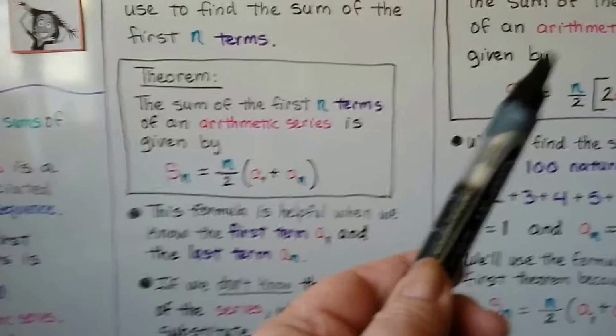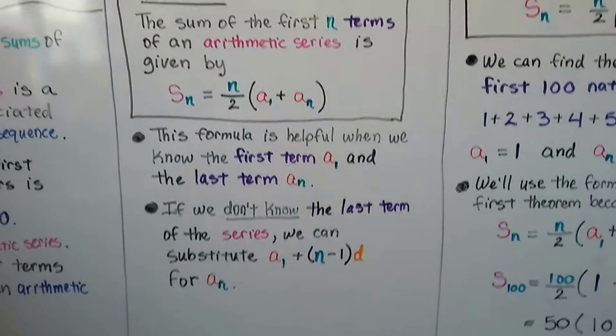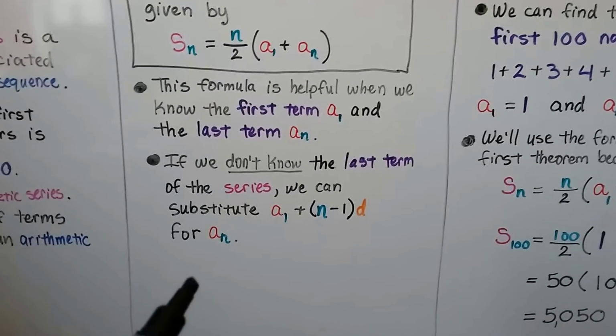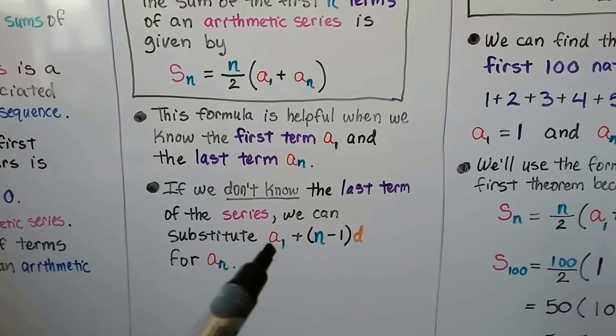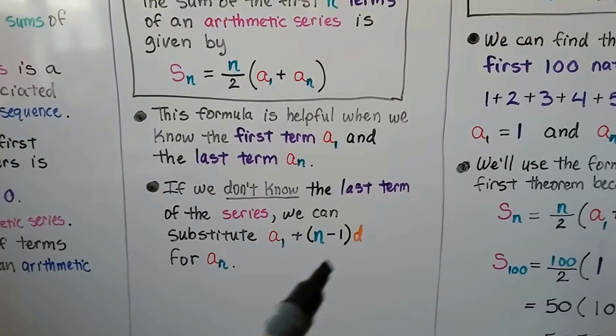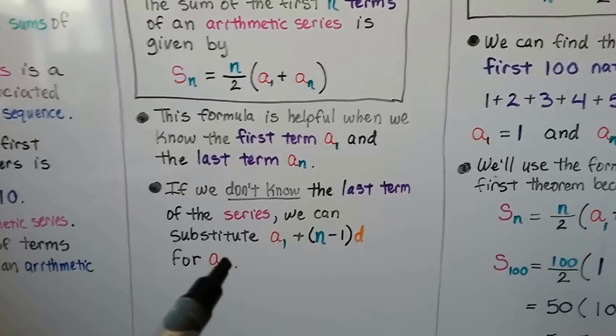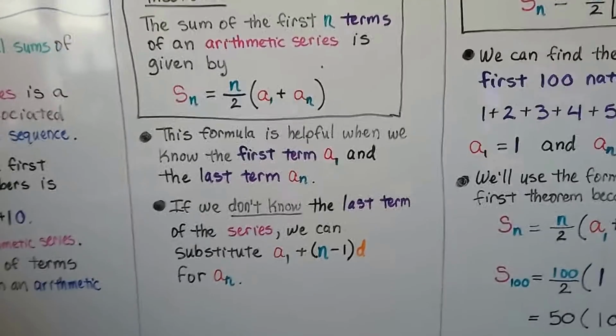This formula is when you don't know the last term, okay? If we don't know the last term of the series, we substitute the formula that we know from the previous videos, a sub 1 plus n minus 1 times d, for the a sub n. Okay? It's when we don't know it.